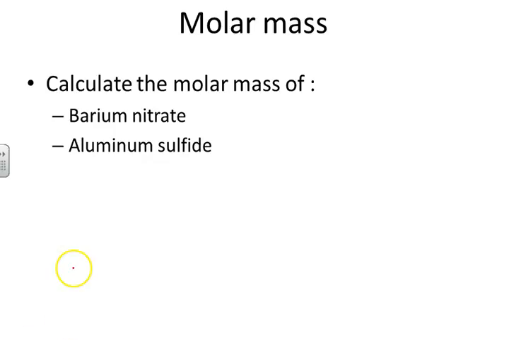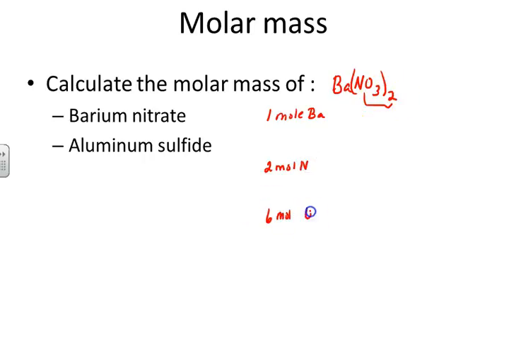So let's calculate the molar mass of, let's start with barium nitrate. I'm going to start over here: Ba(NO3)2. From a molar mass standpoint, we have 1 mole of barium, 2 moles of nitrogen, and 2 times 3 is 6 moles of oxygen. Notice that the process is basically the same as it was before when we were finding formula masses.